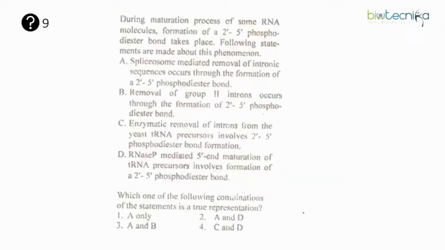Now going over to the ninth question. So during maturation process of some RNA molecules, formation of 2' 5' phosphodiester bond takes place. Following statements are made about this phenomena. 2' 5' phosphodiester bond. When do you get these phosphodiester bonds? Normally, what is the polarity of the phosphodiester bond? In a DNA, what is the polarity of the phosphodiester bond? Where is it present? Where do you get 2' to 5'?